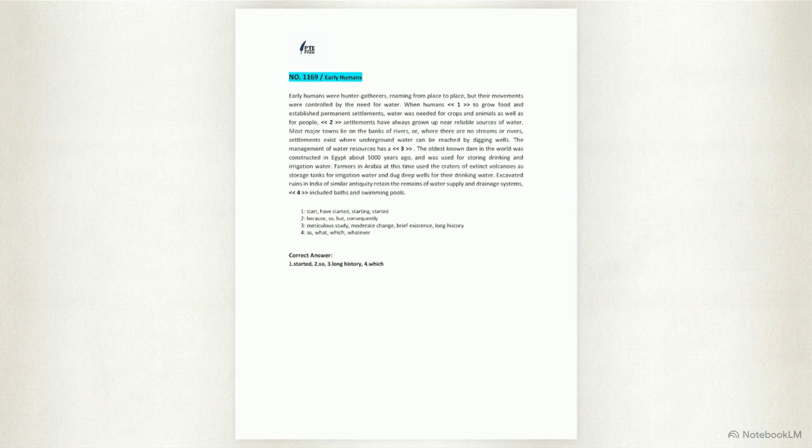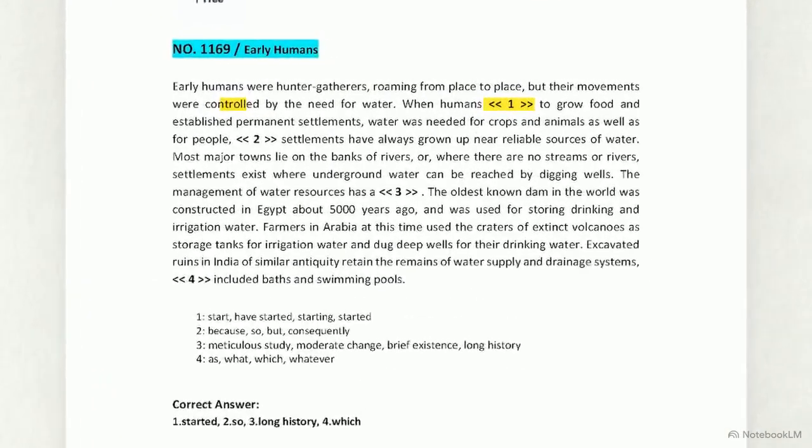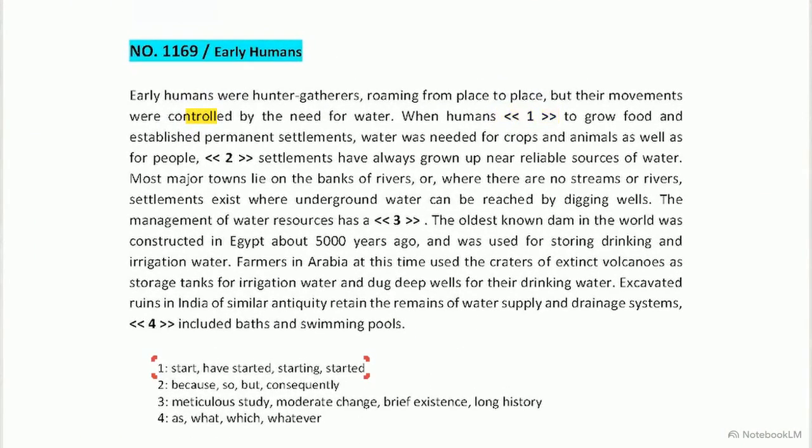Take a look at this PTE reading passage, question 1169. When you encounter a full block of text like this, the first instinct is to try and read the whole thing to understand every single word. But solving these blanks actually relies on spotting structural patterns. Let's focus strictly on the first blank and its four options: start, have started, starting, and started.